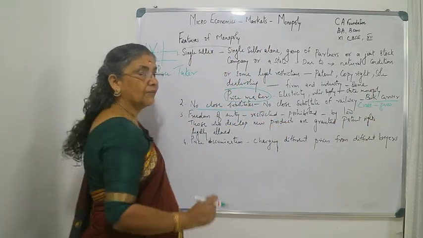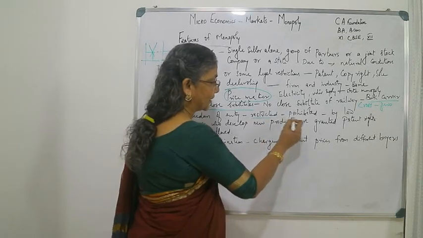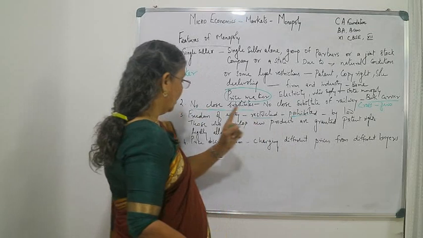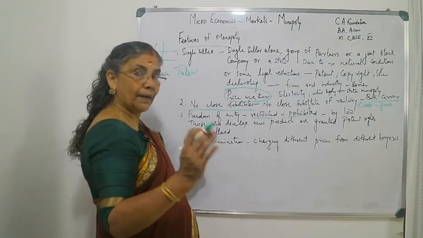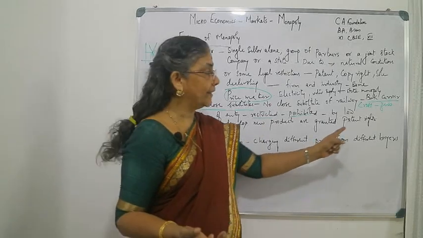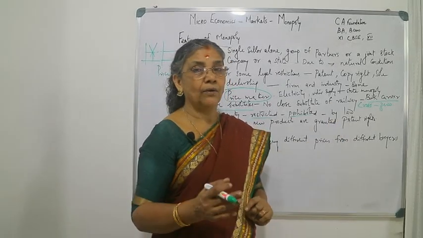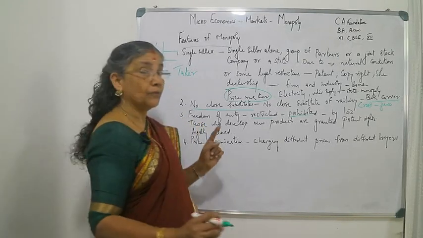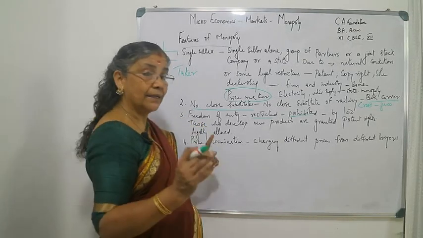And the third one: freedom of entry is restricted or prohibited. How is it restricted? By law. By law, those who develop new products are granted patent rights. So by law, or because of natural scarcity, new firms cannot enter. That is legally not allowed.